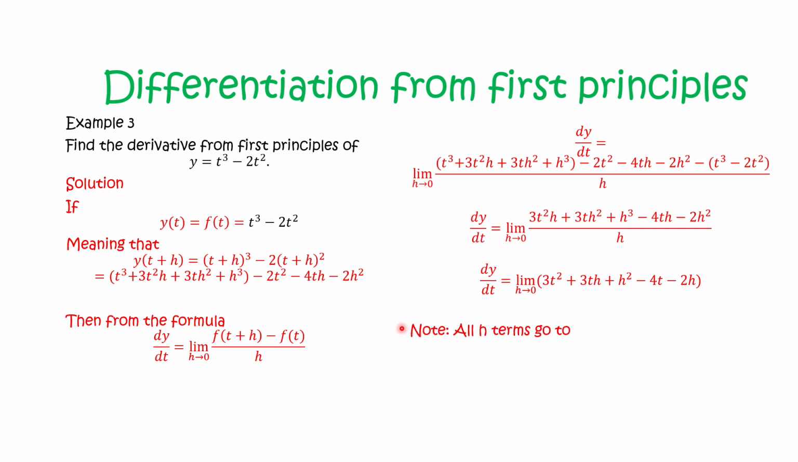And take note, all h terms go to 0. With that in mind, it means that our dy/dt will be equal to 3t squared minus 4t, and that will be our final answer.